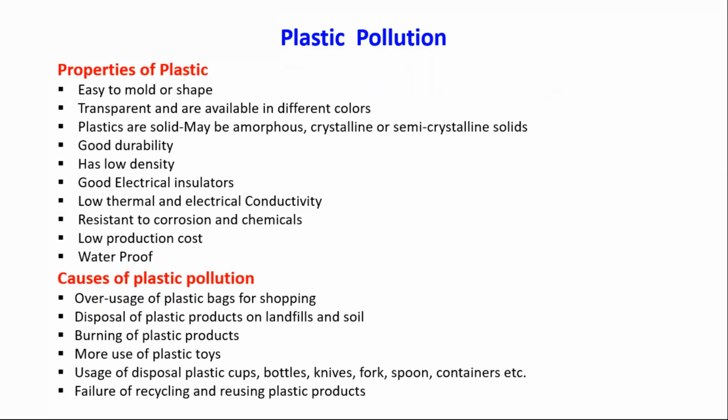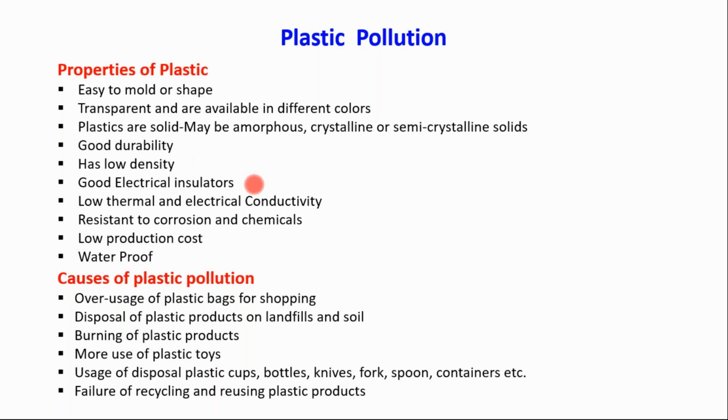Then the properties of plastics are: easy to mold or shape depending on the type of plastic, transparent, and available in different colors. Plastics are solids, maybe amorphous, crystalline or semi-crystalline, with good durability and low density. It means it is a lightweight material as compared to metal. That is why in many cases these plastics are substituted or incorporated instead of metal parts.